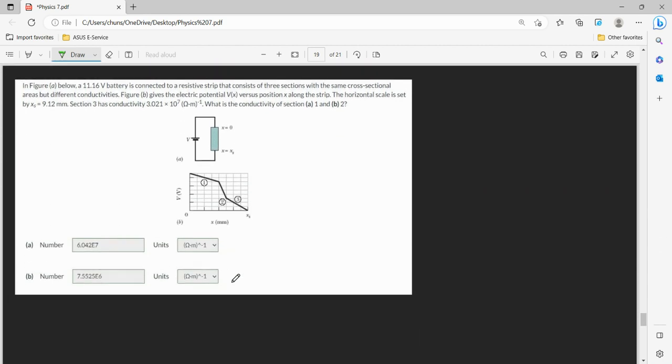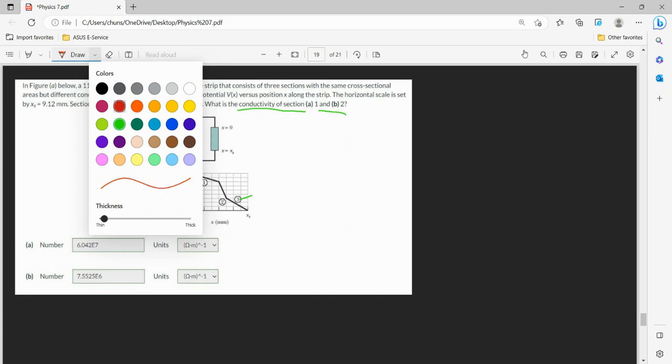Okay, in our next question, we are given a circuit that's connected to a 6-volt battery and takes 3 cross sections of areas but have different conductivities. So given the electric potential function V as a function of x along position x and strip, the horizontal scale is set to xs is equal to 9.12 millimeters. And section 3 has a conductivity of 3.021 times 10 to the 7. So what's the conductivity of section A, 1, and section B, 2? All right, so this one is already accounted for.